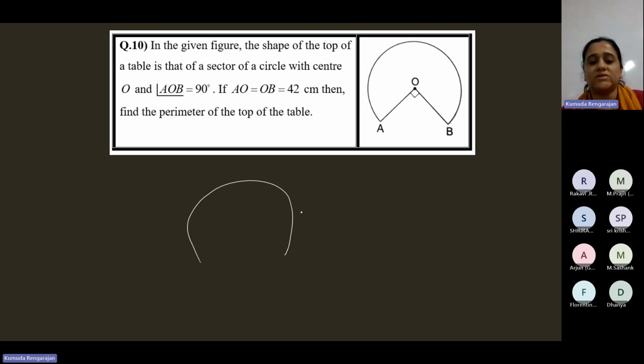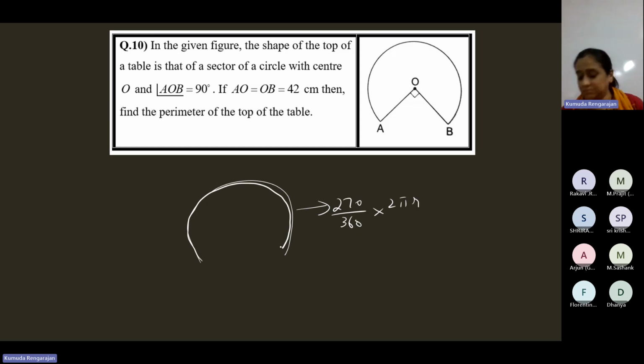We'll say the perimeter of this figure is 270 by 360 into 2 pi r. But 270 by 360 into 2 pi r is the length of only this major arc, and that is not the perimeter completely. Perimeter is this plus this plus this. This makes it a closed figure.